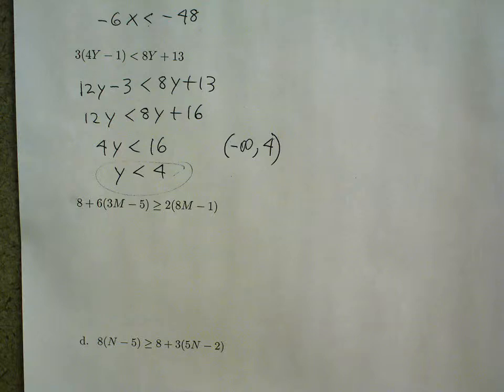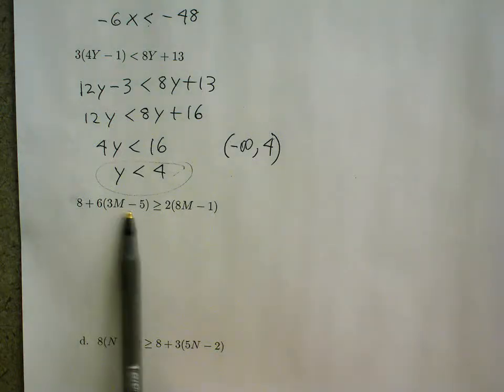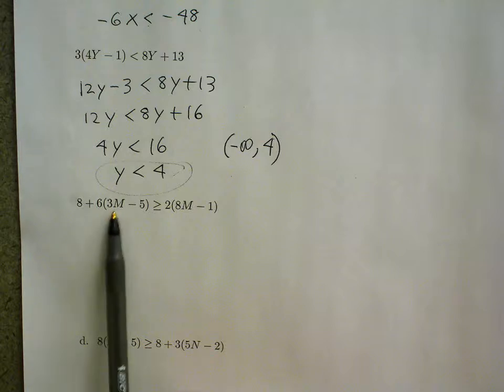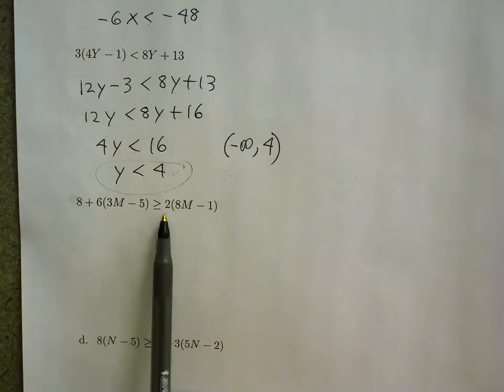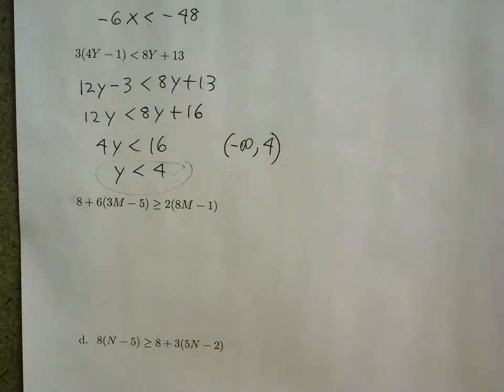The suggestion was to start out by applying the distributive property: multiply 6 times the quantity 3m minus 5, and then on the right-hand side, multiply 2 times the quantity 8m minus 1. Did someone have a different idea on how to start?